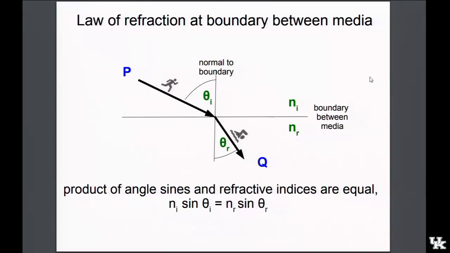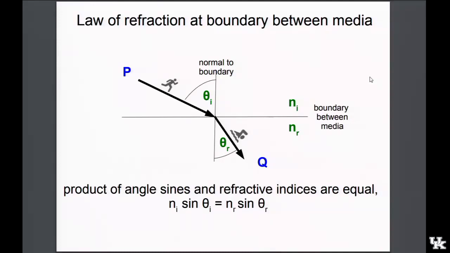So I'm going to run further on the sand because I can run faster than I can swim. I'm going to swim less in the water because I swim slower than I can run. That way I get to the person I'm trying to save as fast as possible, and that's what light does, and that's what this law of refraction dictates. It's the fastest path from P to Q.